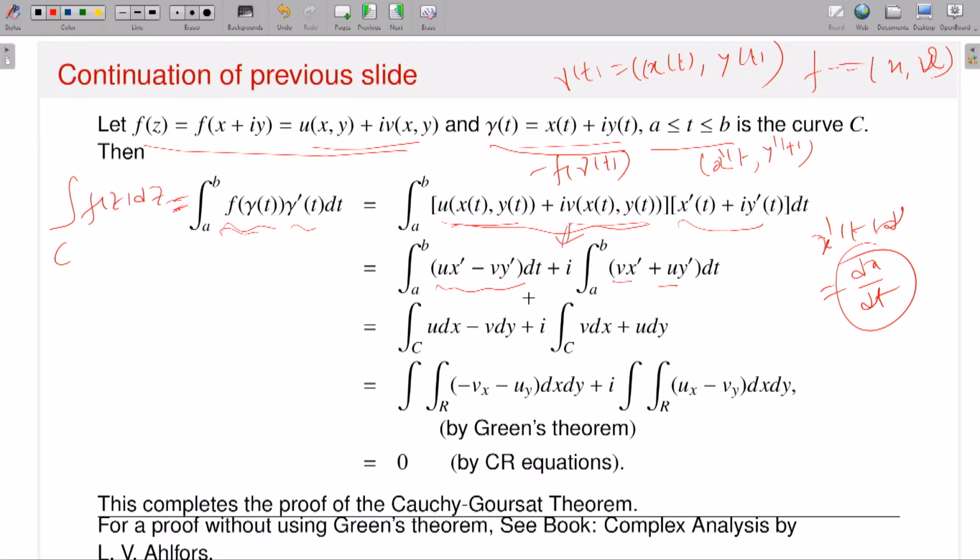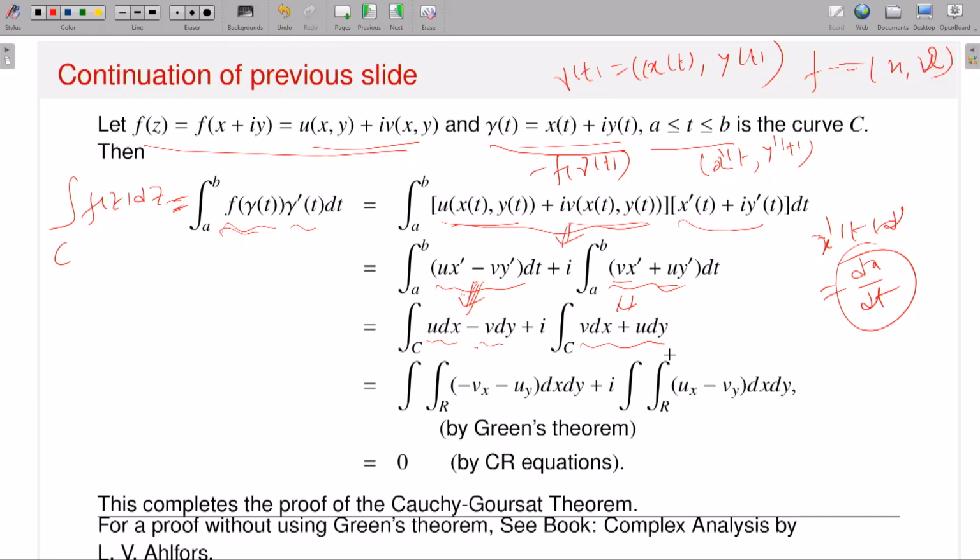Now look, I can say that this object, the integration from a to b of (u x prime minus v y prime) dt, is the same as a contour integration in R2, because if I take a contour C, this boils down to the integration over C of u dx minus v dy, by the definition of the contour integration or line integral in R2. And this other portion you can write by the same definition as the integration over C of v dx plus u dy, right? So now I am in line integrations over the contour in R2.